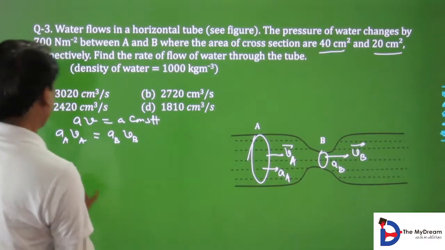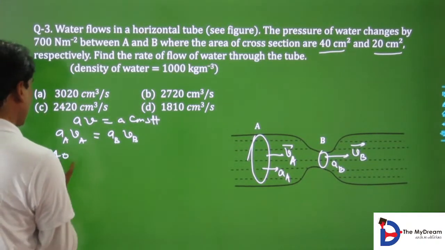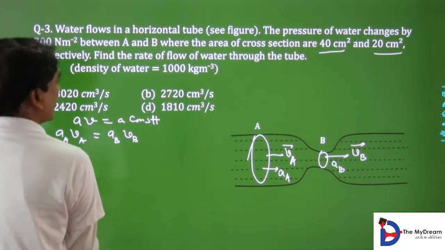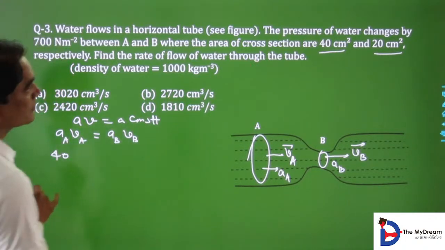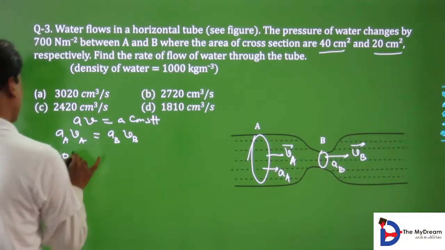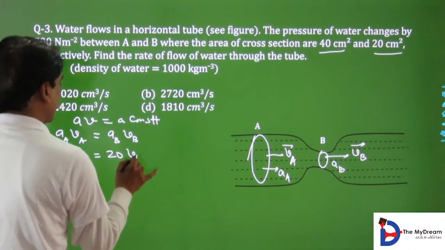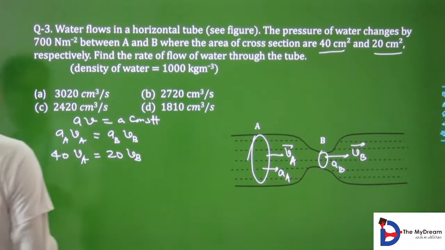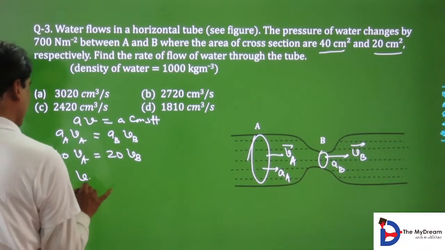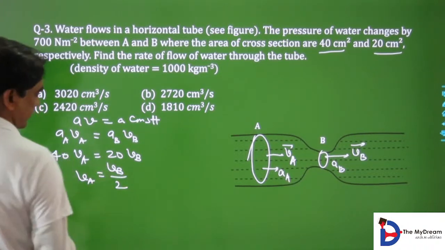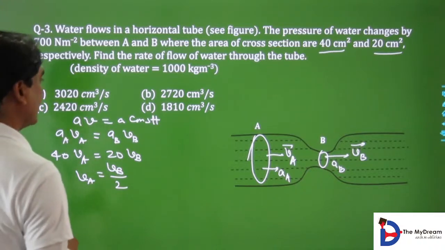So A, that is 40, there is no need to convert into meter square because they will cancel out, and this is VA which is unknown, this is 20 VB. So VA is equal to VB by 2. VA is equal to VB by 2.